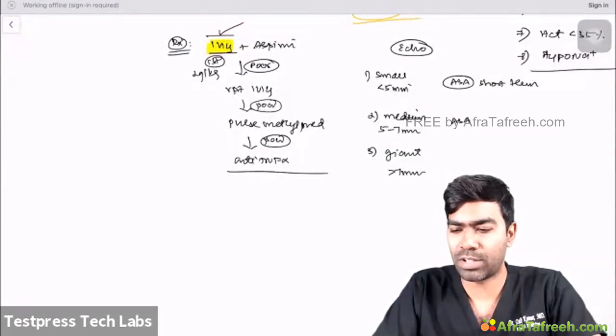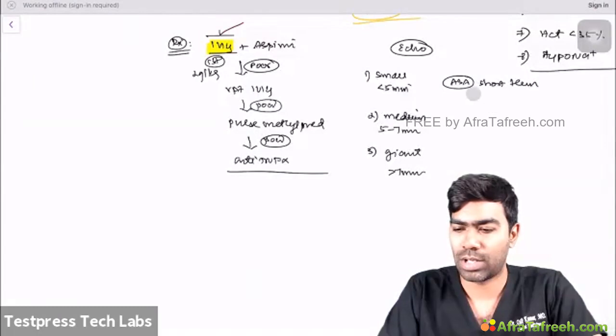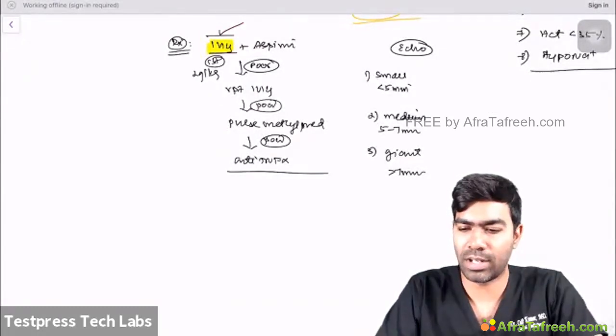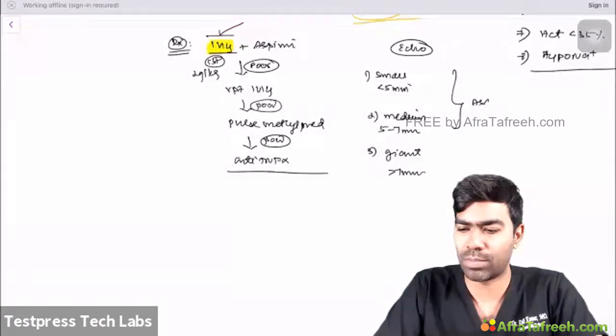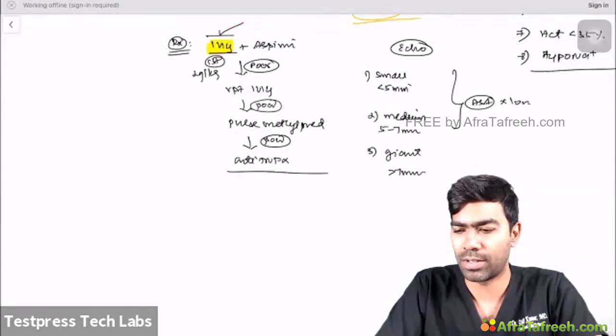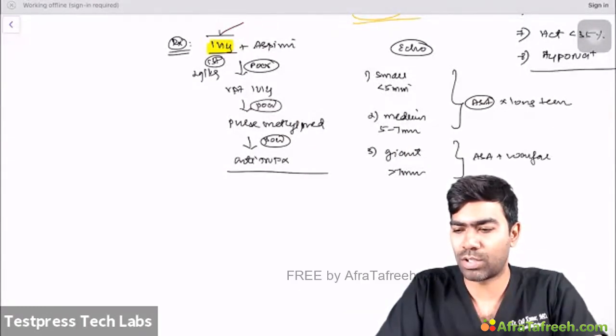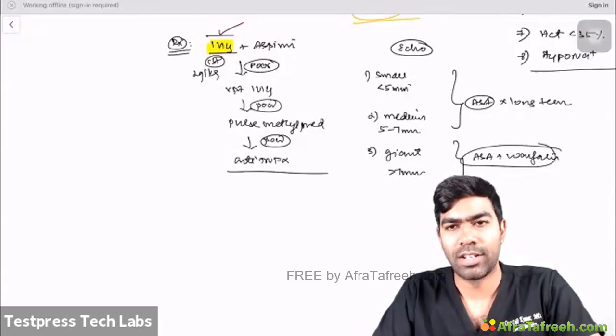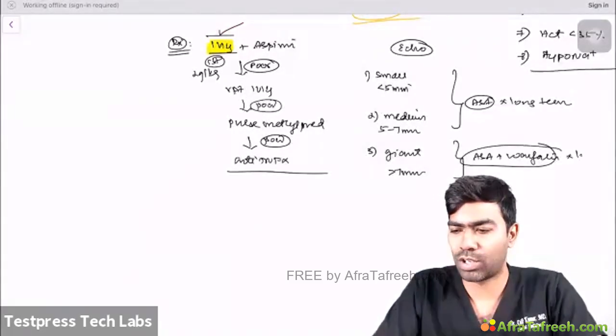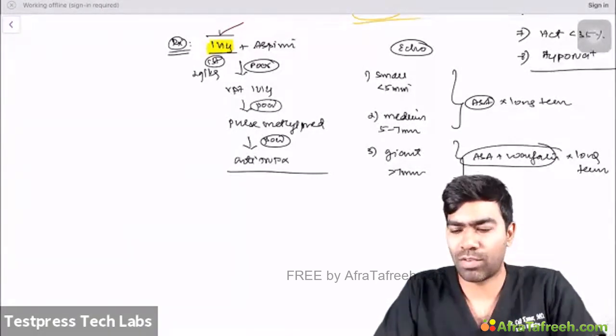As far as medium aneurysms are concerned, I'll be treating with aspirin for a long-term period. If it's a giant aneurysm, I have to treat with aspirin along with warfarin, because here the risk of MI is substantially high. So I'll be treating with aspirin and warfarin for a long-term period. Long-term means essentially lifelong, but in books you don't say lifelong, you say long-term period.